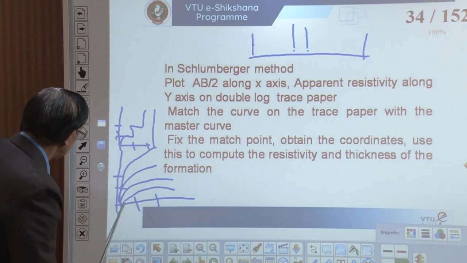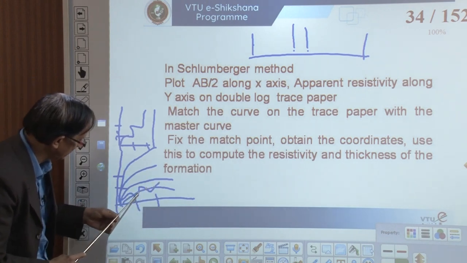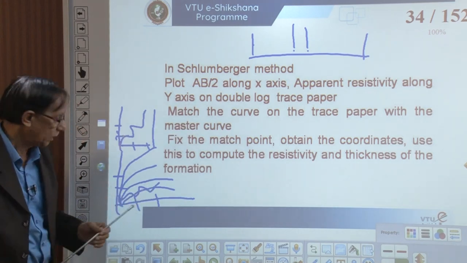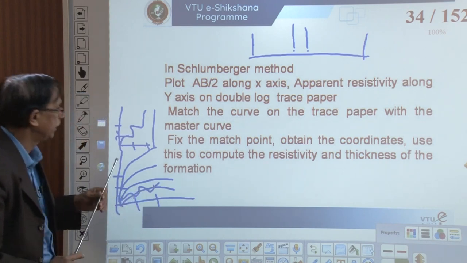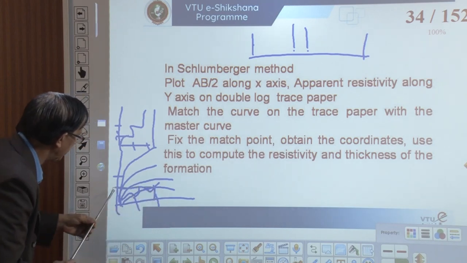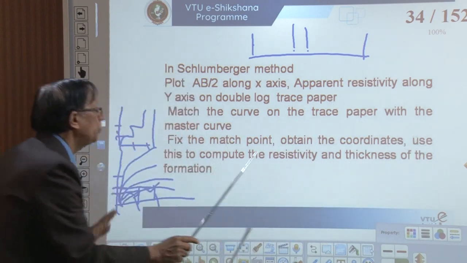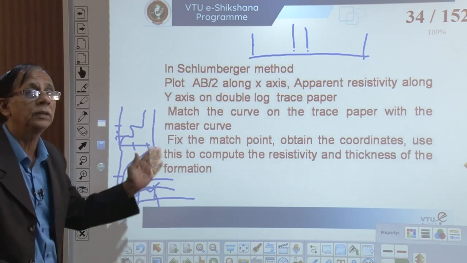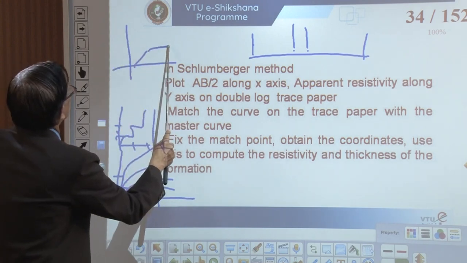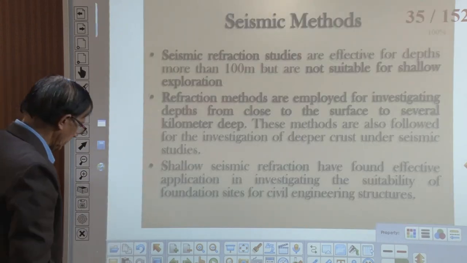Now, I compare. Then, when I compare, I may get a curve like this. And now, you see, these are the segments where my plot and master curves are matching. Now, use these points. Fix the match points. Then obtain the coordinates. Use this to compute the resistivity. I am using only this value. In the previous case, I had this, this, this. I had taken the slope, then I calculated, no? Similarly, using that formula.